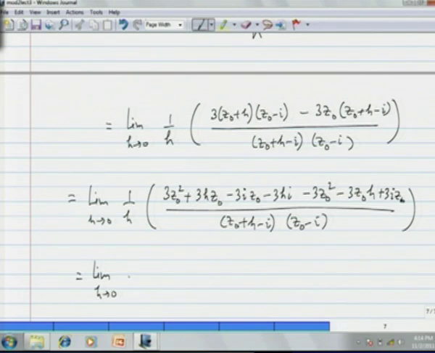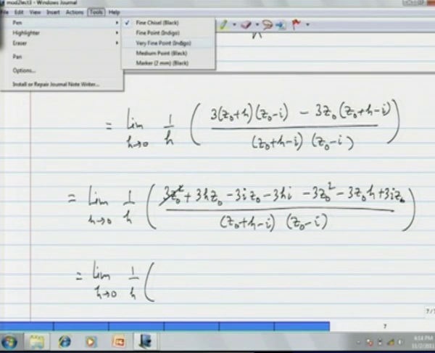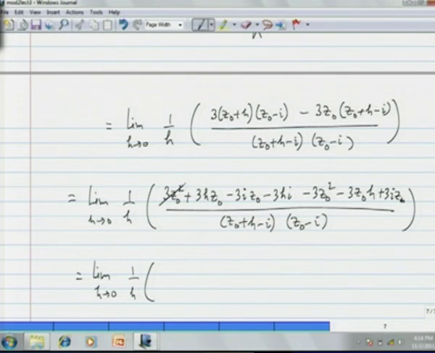So, this is the limit as h goes to 0 of 1 by h times. Let us observe cancellations. 3 z naught squared cancels with minus 3 z naught squared. And then 3 h z naught cancels with minus 3 z naught h. And likewise, minus 3 i z naught cancels with 3 i z naught.